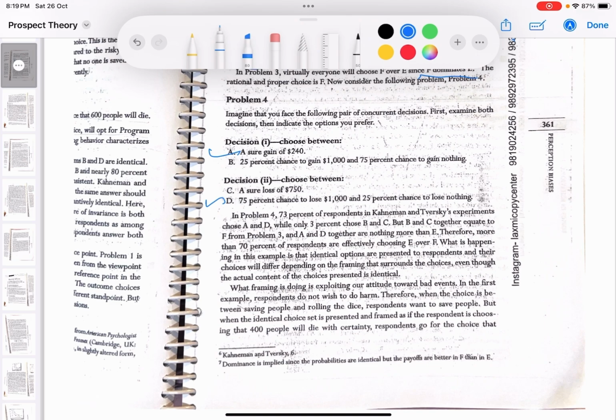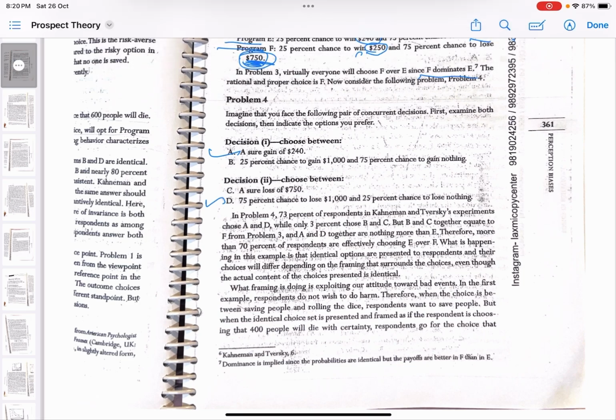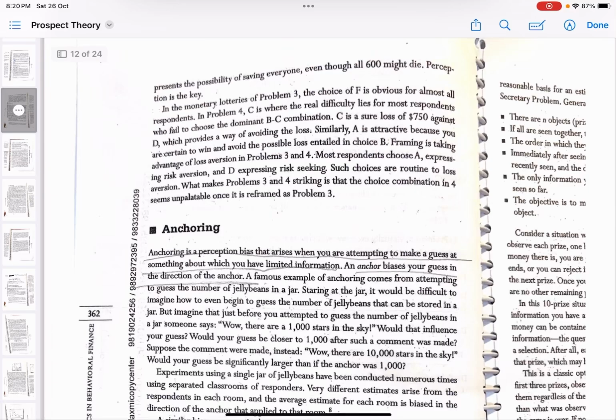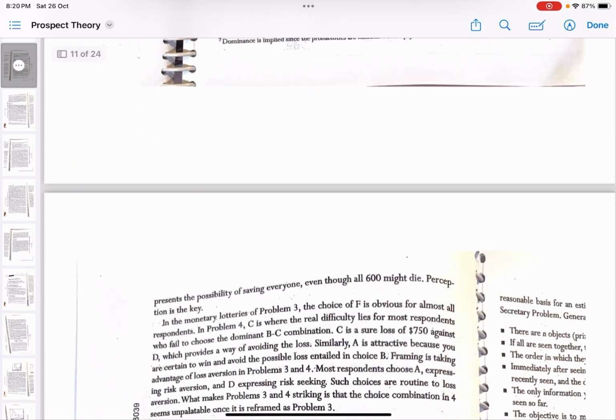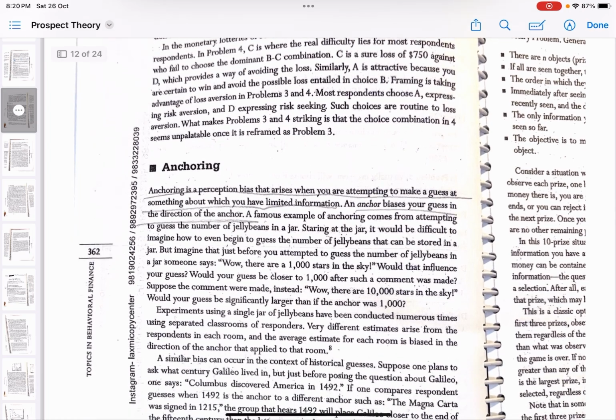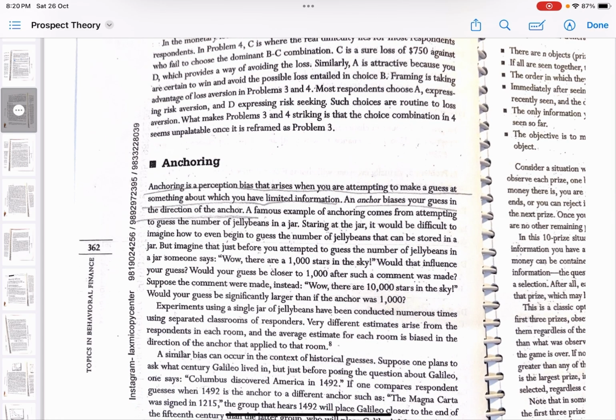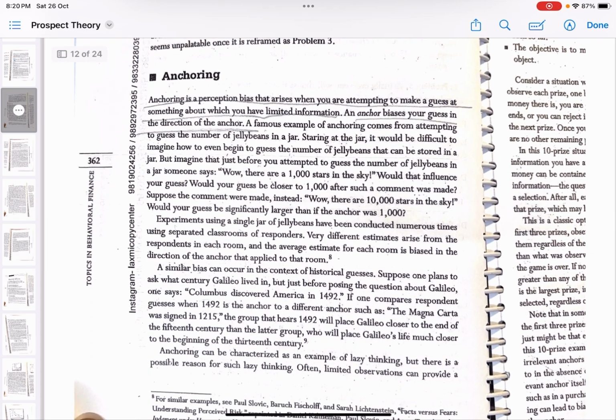Because people want sure gains, but people do not want sure losses. People want to protect themselves from loss. So this is what framing is. Framing basically says that just because I'm changing the question, or the way someone is asking is different, that shouldn't change your answers. So the first perception bias we saw was saliency, the second was framing, and now we come to anchoring.